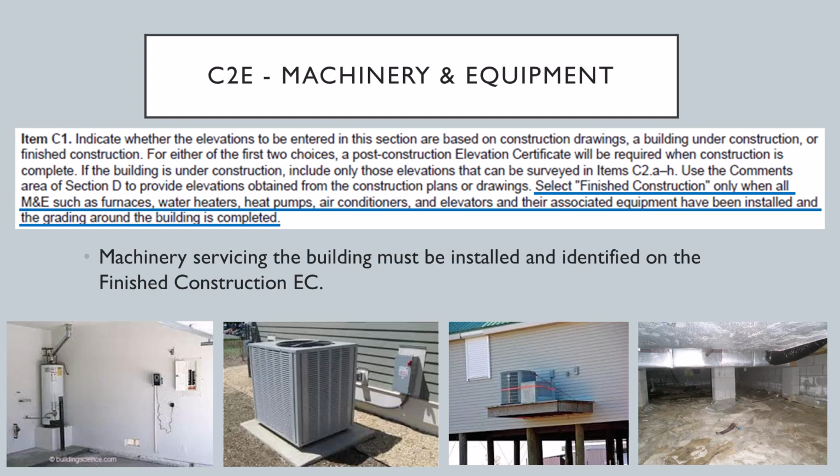According to the EC instructions, a finished construction EC is supposed to be completed only once all machinery or equipment have been installed and the grading around the building is complete. So that means if there is going to be machinery servicing the building, it must be installed and it must be identified on the finished construction EC. The best way to avoid many errors here is not to accept a finished construction EC until all machinery is installed.